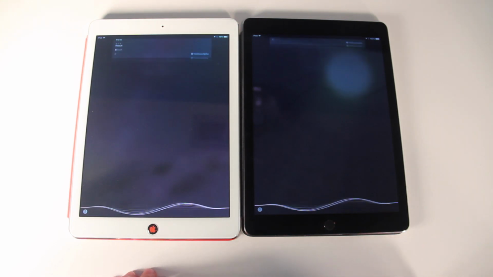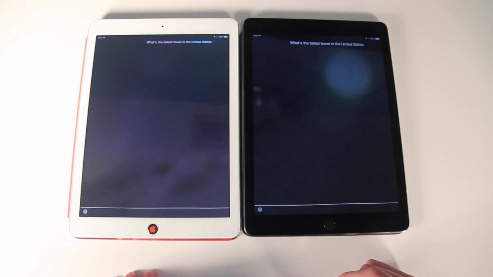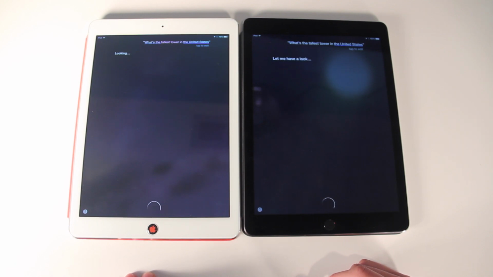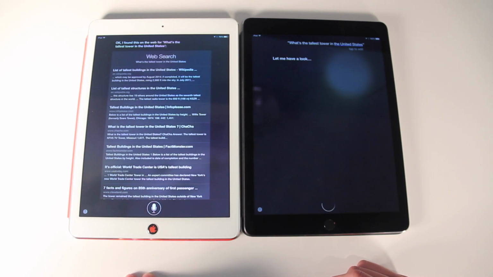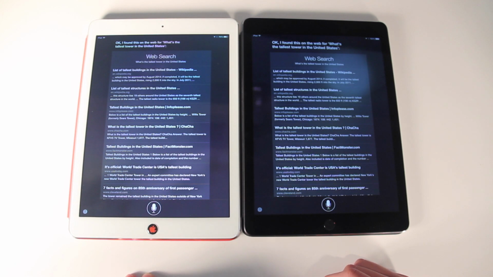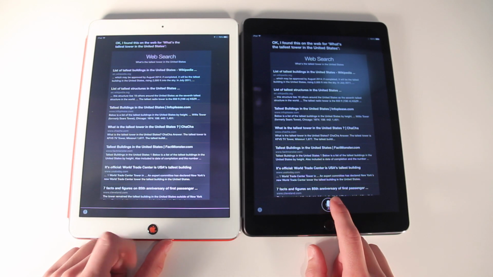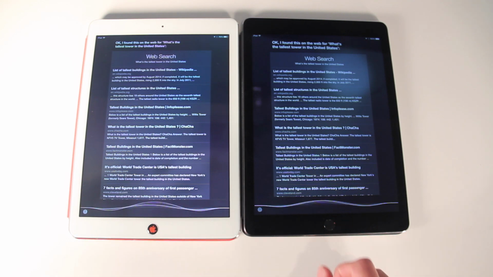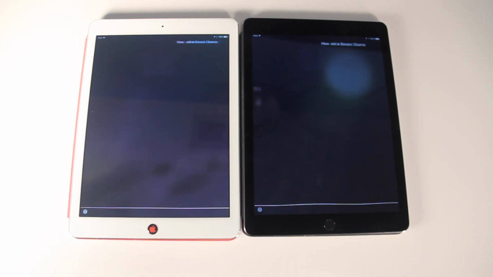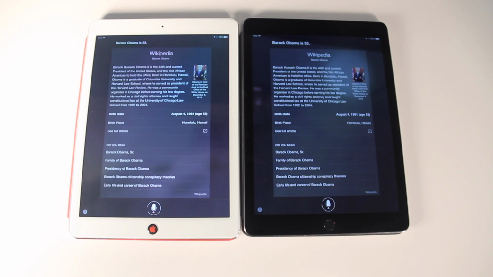What's the tallest tower in the United States? Let me have a look. Okay, I found this on the web for what's the tallest tower in the United States. How old is Barack Obama? Barack Obama is 53.